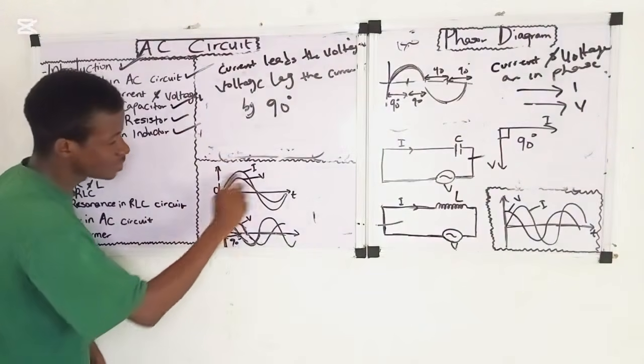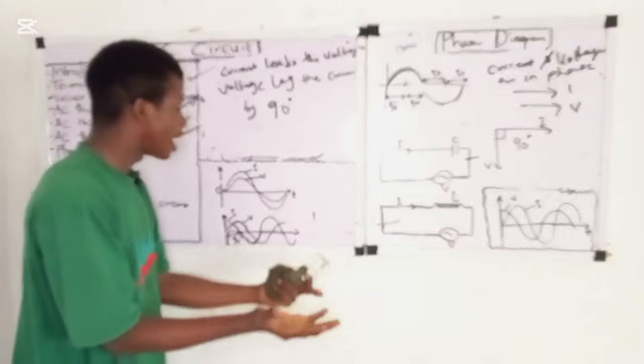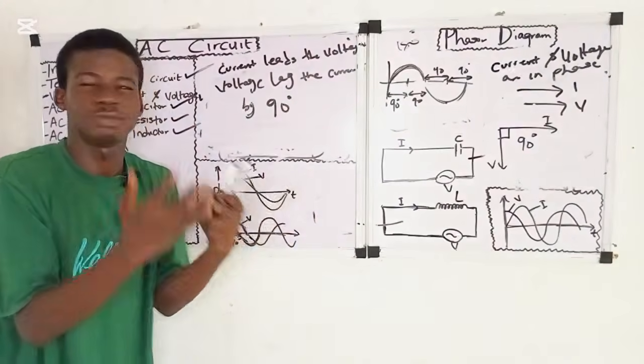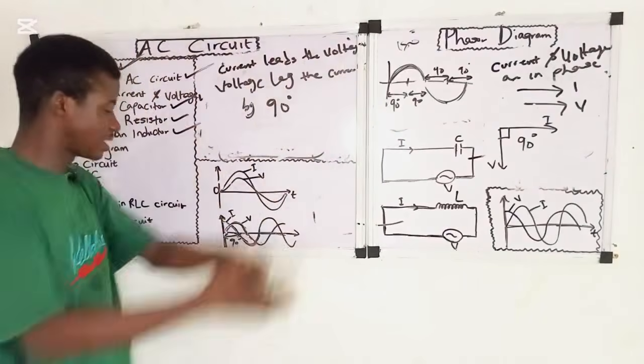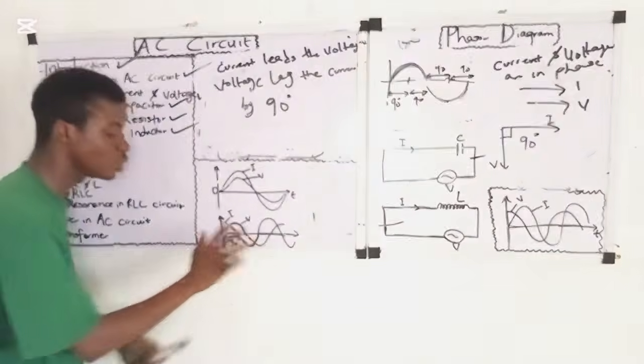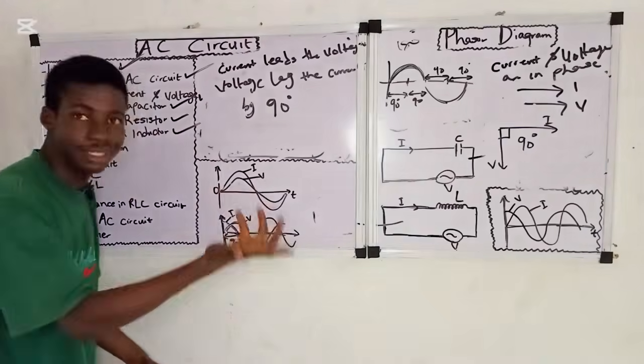So when you check these two places, look at this one, this one, this one. There's no phase angle between them, it is zero, right? They are in phase. But if you look at these two waves, they are not in phase. They are out of phase by 90 degrees.